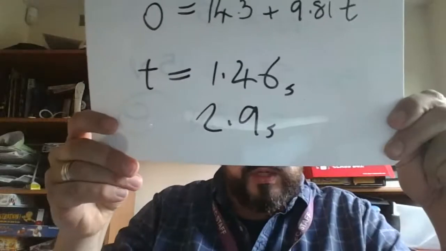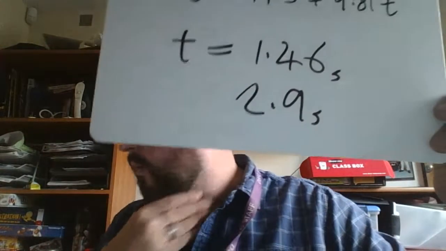That's half of that shape. That's going from initial speed upwards to no speed upwards. Double it. Double 1.46. You get 2.9. That's the answer. That is C.